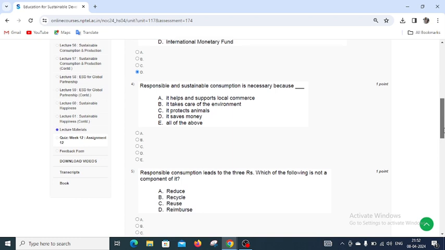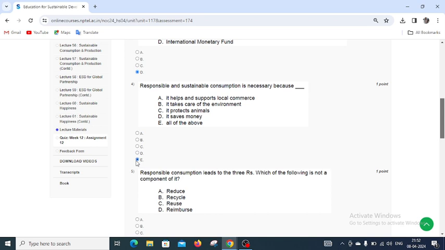Now moving to question number 4, responsible and sustainable consumption is necessary because it helps and supports local commerce, it takes care of the environment, protects animals, it saves money, all of the above. And the right answer for question number 4 is all of the above.